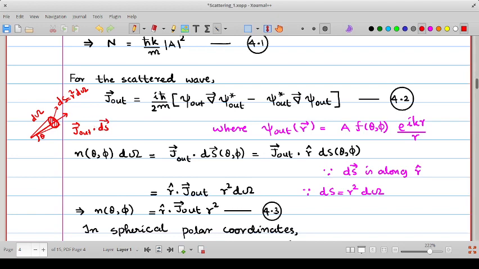Now this area is normal to the radial vector, and therefore we can write dS as r cap times dS, where dS has magnitude r square d omega, and d omega can be written as sine theta d theta d phi. So the number of particles that are scattered in direction theta phi into a solid angle d omega is simply given by J out dot dS(theta, phi). Now dS(theta, phi) is simply r cap times dS, as I have written here. Now, that has magnitude equal to r square times d omega.